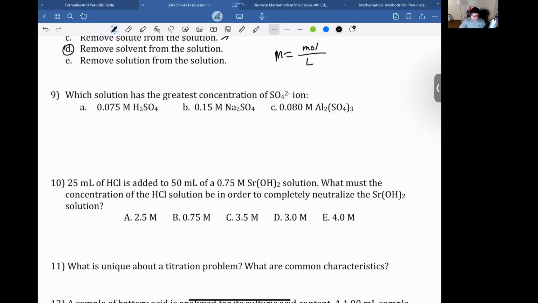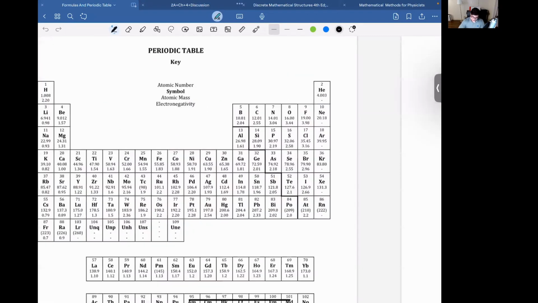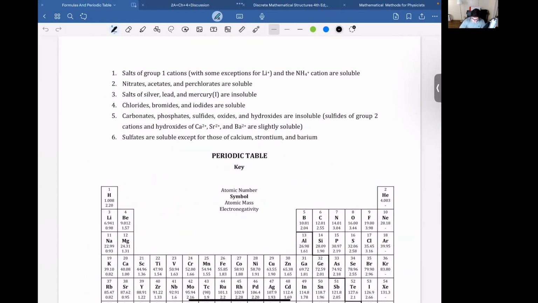Which solution has the greatest concentration of sulfate ions? So essentially this question kind of boils down to which one is the most soluble and which one will give the highest concentration. So let's see. Solubility rules. So sulfates, where is it? Sulfates are soluble, except those of calcium, strontium, and barium. Okay, so we're going to assume all sulfates are soluble, right? Completely soluble.